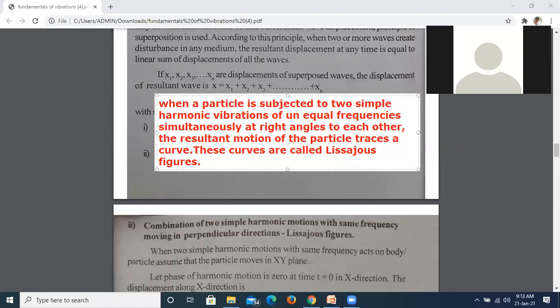So what I'm saying is, the resultant motion of a particle subjected to simple harmonic vibrations of unequal frequencies simultaneously, which are acting at right angles, will trace a curve. Those curves are called Lissajous figures.